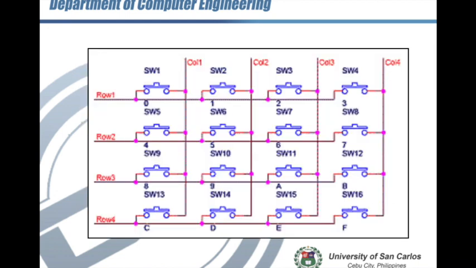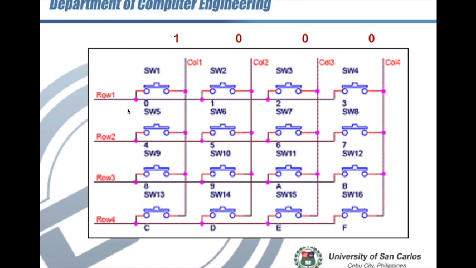So as an example, we'll have the first column energized. We will assume that the first column is the most significant bit and the fourth column is the least significant bit. So columns 2, 3, and 4 do not have any current, only column 1. So if any of switches 1, 5, 9, and 13 is pressed, the current would flow through either row 1, 2, 3, or 4.